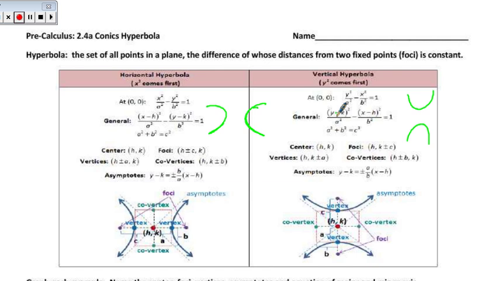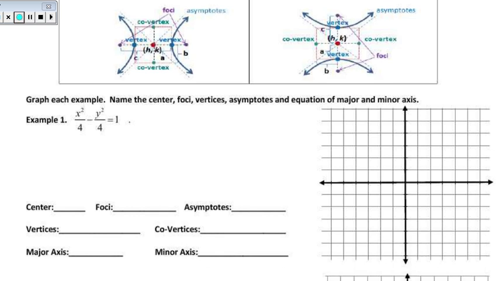To solve for the c, again, remember that is the distance from the center to the foci. For the ellipse, it was a minus. Here it is a plus. So if there's a minus in the main equation, there'll be a plus here, and vice versa for the ellipse. Let's just kind of teach this through examples. Let's go to the first problem here.